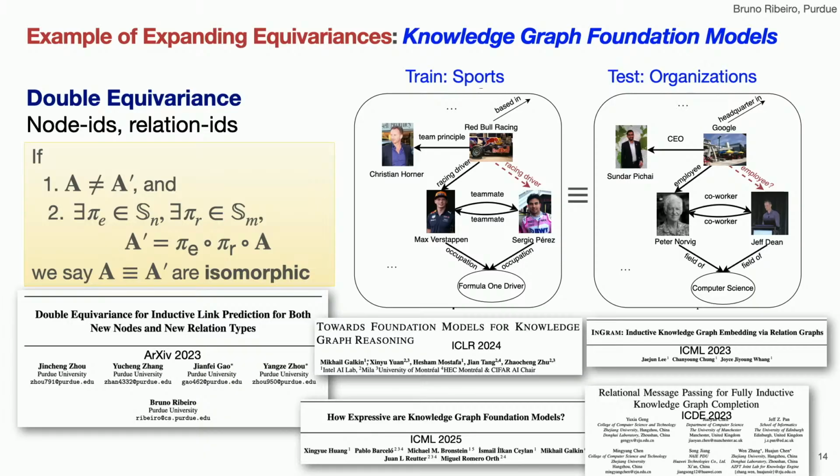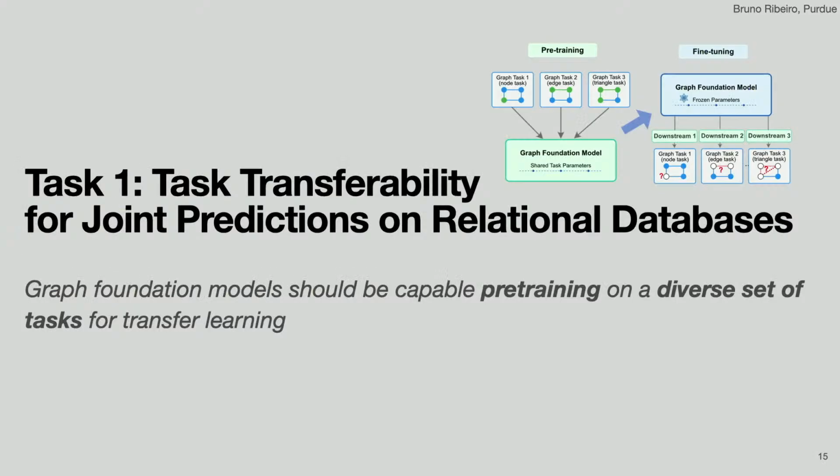OK, so that's just this one example. Now let's talk a bit about transferability on joint predictions on relational databases. So this graph foundation model should be capable of pre-training on a diverse set of tasks, right, for transfer learning. So I want to train on node classification, on link prediction, on higher order predictions, and then have a GNN train on all these things, right, of different graphs.